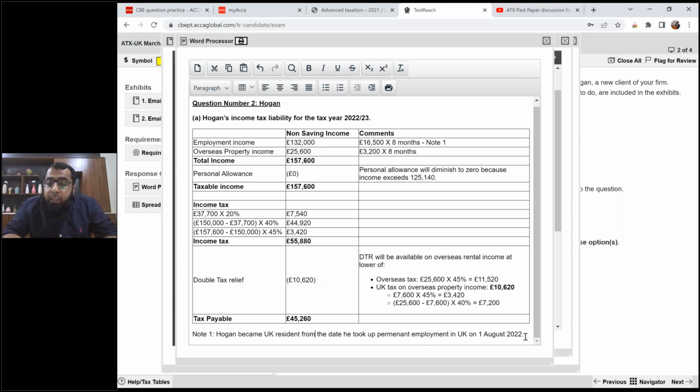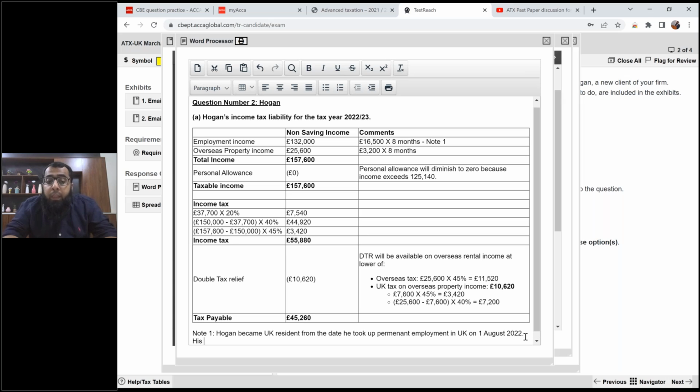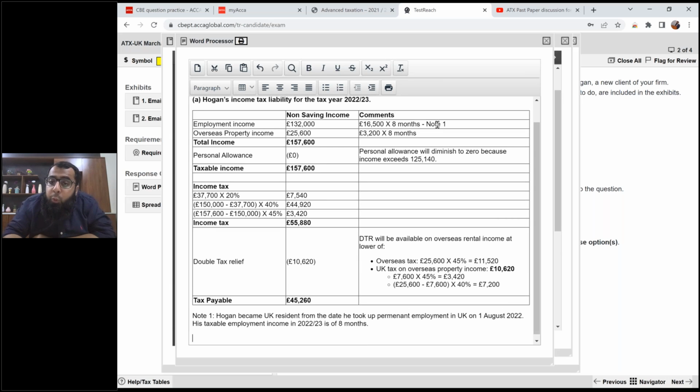Hogan became UK resident from the date he took up permanent employment in UK on 1st August 2022. His taxable employment income in 2022-23 is of 8 months, from 1st August 2022 to 31st March 2023. Are you people getting it? Please give me feedback. Are you people understanding it?